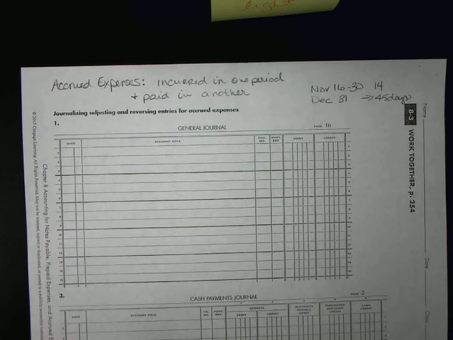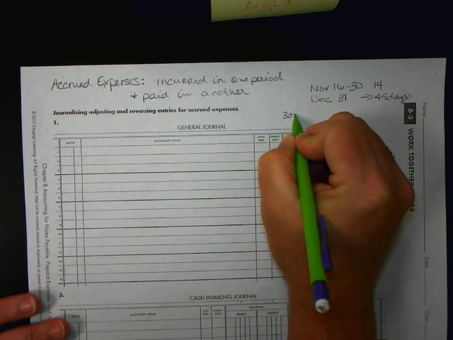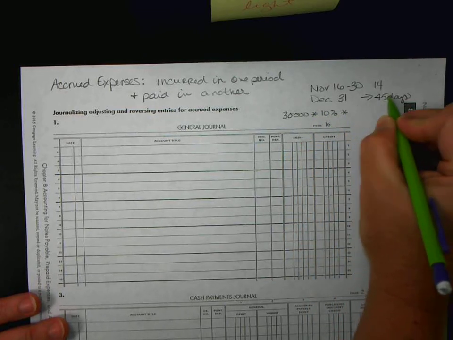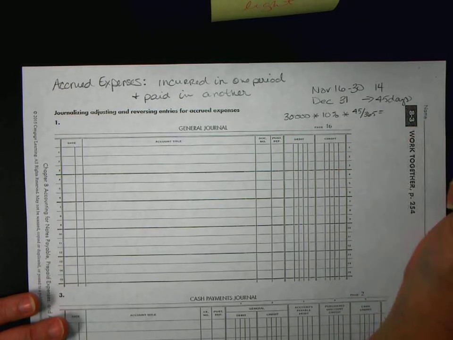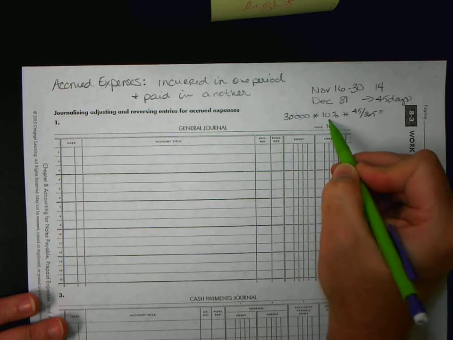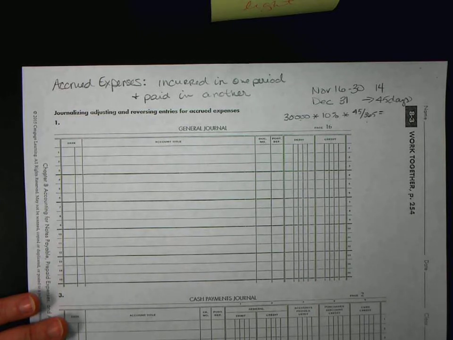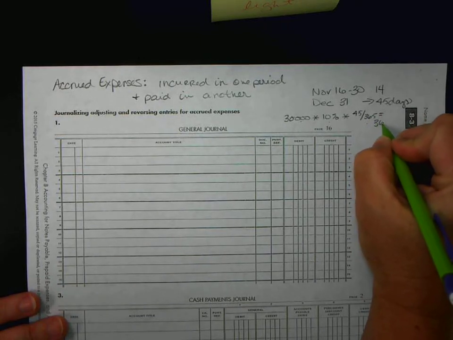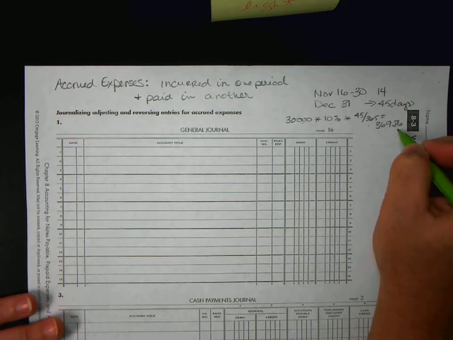Okay, so we know that the math is the principal, so 30,000 times the 10% times however many days out of the year. So 30,000 times 10% times 45 divided by 365, and that's going to give us 369.86. So even though we're not paying this interest right now, we need to record this interest right now.